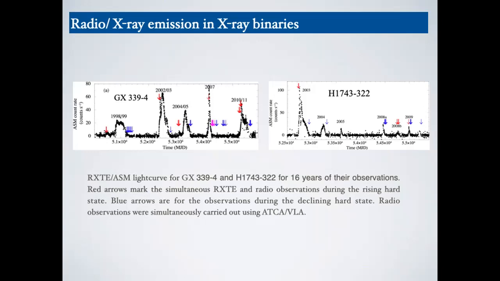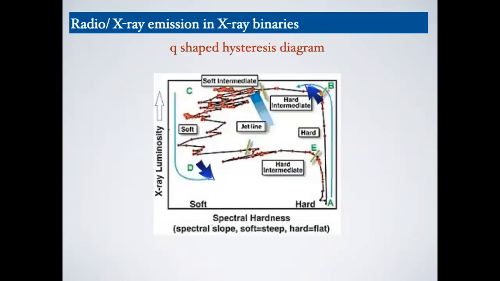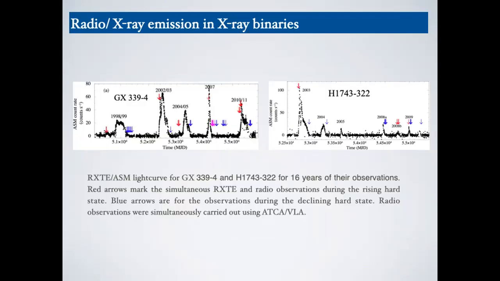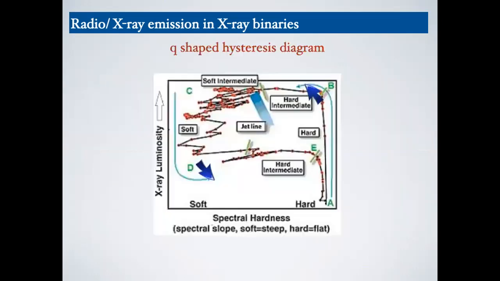Now, if you look at the hysteresis diagram of a black hole binary, for GX339-4, it is in the quiescent state, and then suddenly something triggers, and it starts rising in its intensity. If you look at its spectral hardness and X-ray luminosity plot, say A is the point when the source is in quiescence, and then an instability sets in, and the source starts going into outburst. So it starts rising in its luminosity. At a certain point B, when it is in the spectrally hard state, jets are present. Jets are quenched or not present in the soft state.